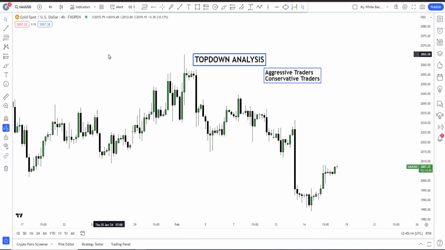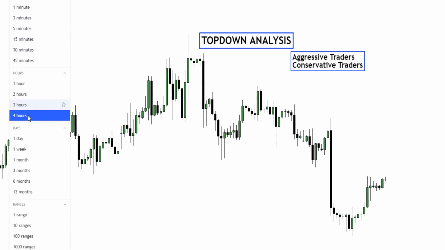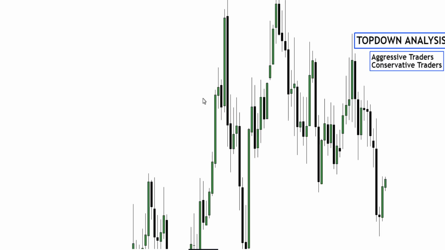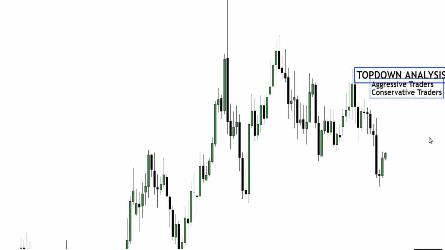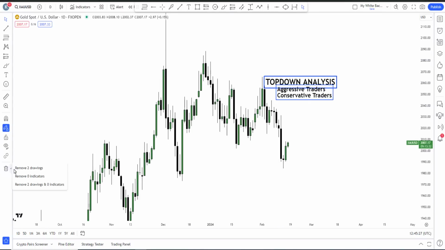All right, so this is it. This is gold, right? This is gold. I'm looking at the chart for gold, and if I go to the daily time frame, now I am an intraday trader. I don't care what is happening on the 1 week. I don't care to know what is happening on the monthly.